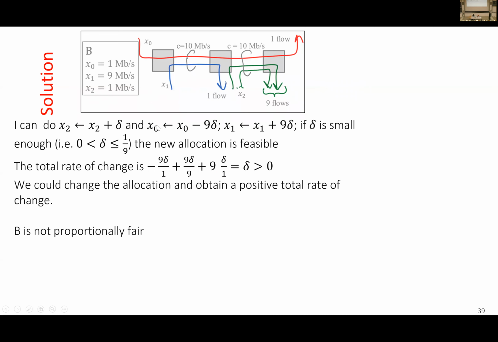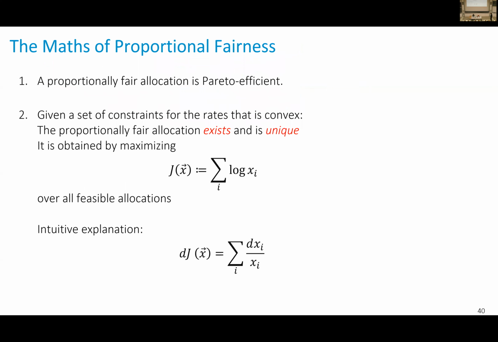So neither of those 2 allocations is proportionally fair, which leads us to the question: can we say something smarter about proportionally fair allocation than this axiomatic definition? And the answer is yes. The proportionally fair allocation, first, like max-min fair, if the set of constraints is convex, which is the case for us in the simple networking models we have, then it always exists and is unique.